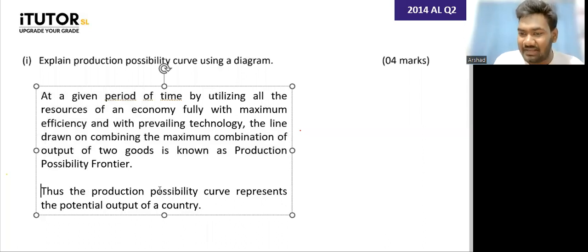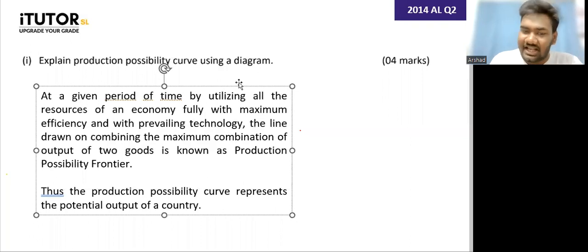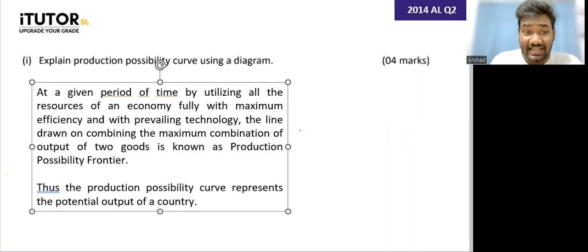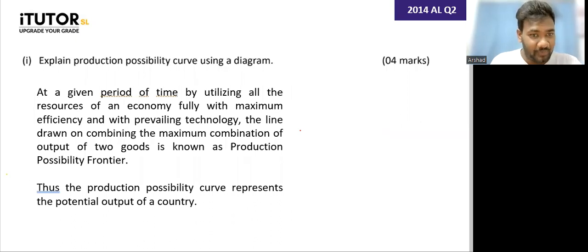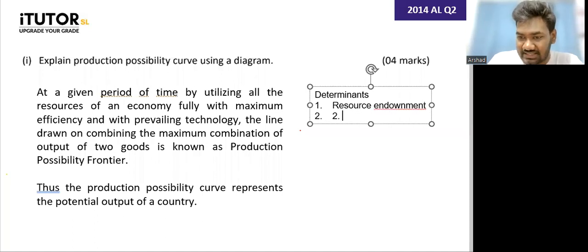Then you can say a PPC also shows the potential output of a country. And then you can talk about the determinants of a PPC. I'm not going into detail. The determinants of a PPC, number one is your resource endowment, or factor endowment, how much of resources you have. And the second one is your resource productivity or factor productivity.